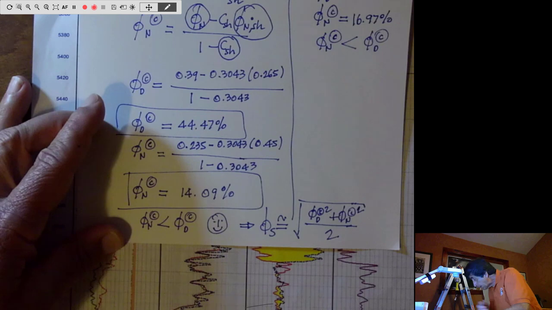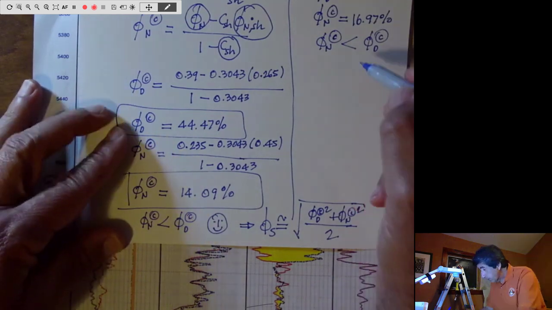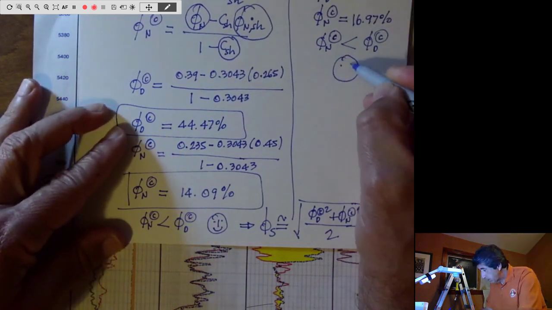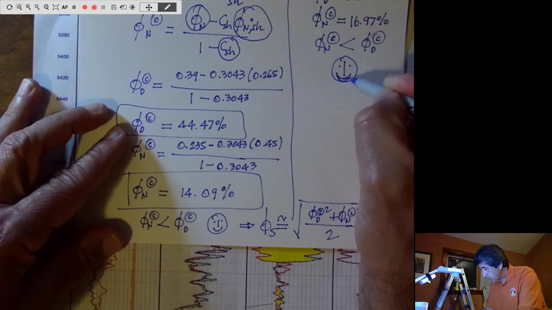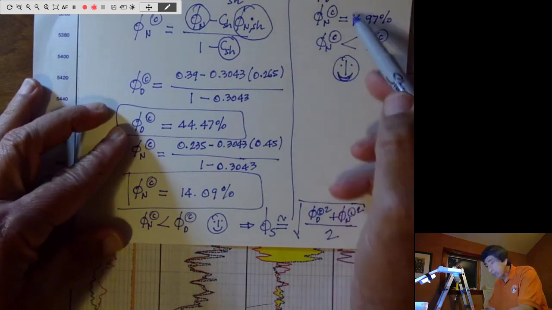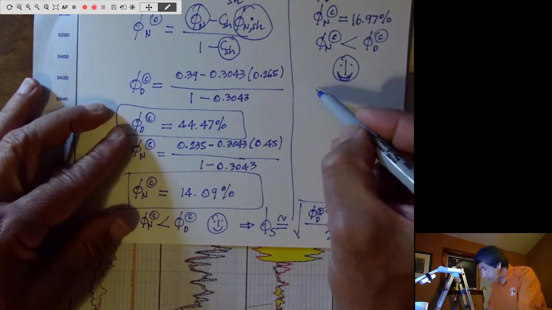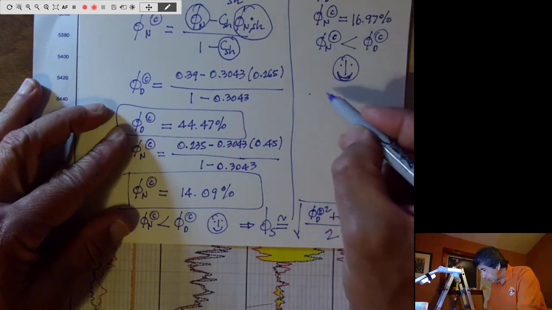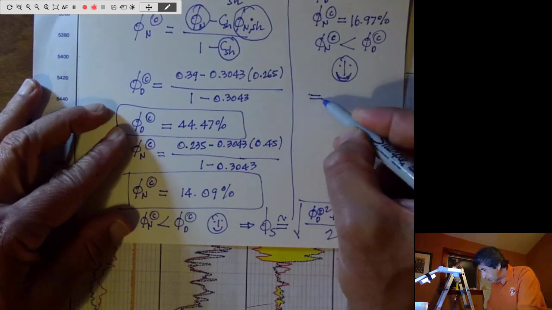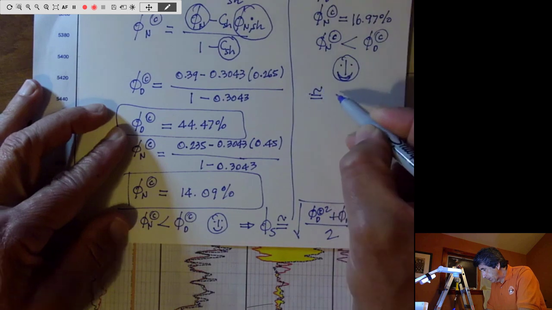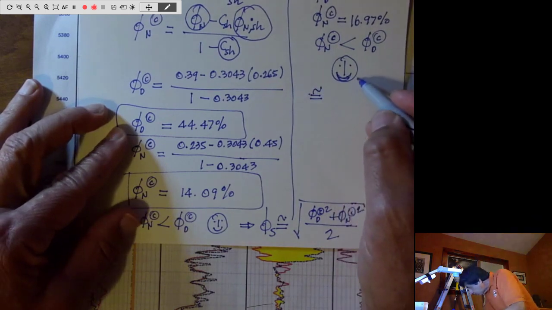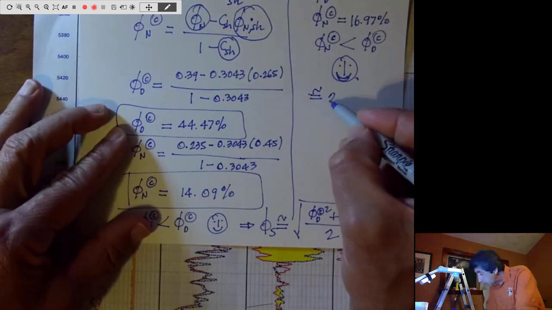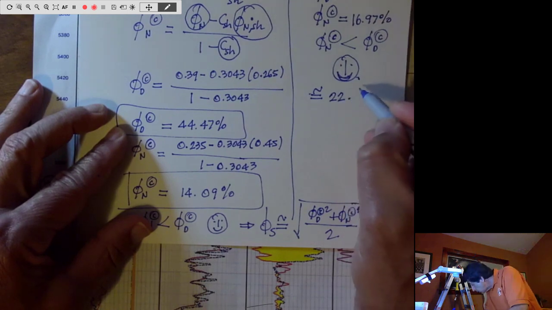So if you apply that criterion here, again, we're very happy here. We're probably drilling because now the neutron and density are consistent. If you apply the same procedure for the other sandstone, you're going to find out that this process for sandstone number 2 is going to give you 22.25%.